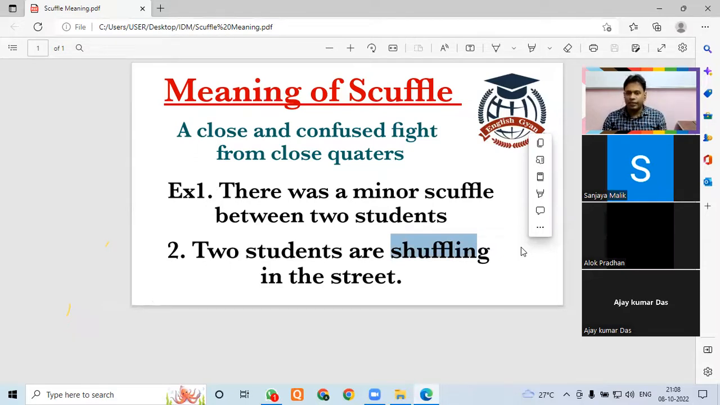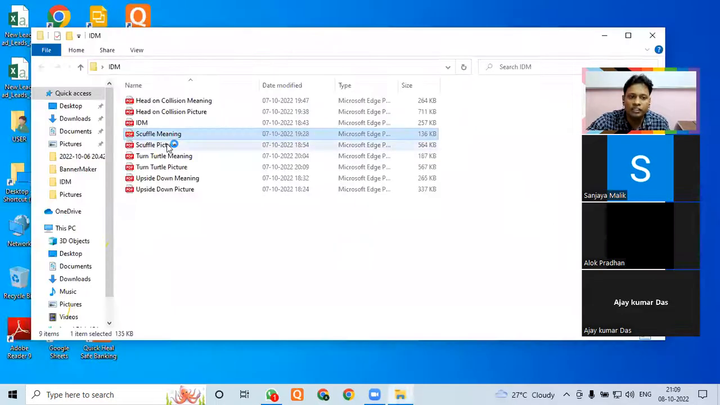Okay, sir. Scuffling, that is what there is: scuffling. Two students are scuffling, or there is a scuffle among two students. You can check it out. So you can say there is a scuffle, or they are scuffling.